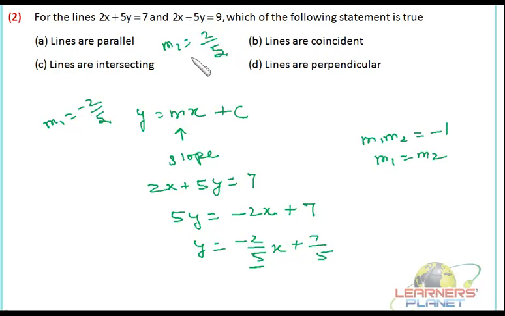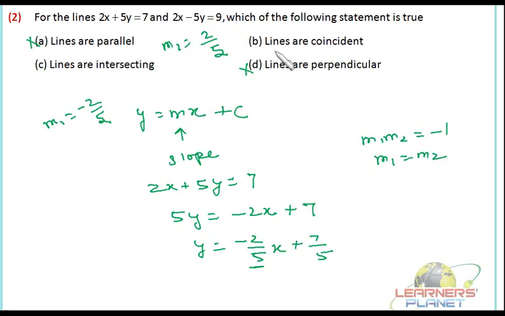Now m1 is not equal to m2, so the lines are not parallel. M1 and m2, the product is in fact not -1 because it is minus 2 by 5 and 2 by 5. So it's not the negative reciprocal of each other. So the product is not -1. That means the lines are not perpendicular either. Okay, so lines are parallel, wrong. Lines are perpendicular, wrong. Lines are coincident, that means m1 and m2 both should be the same, right? So even that is not there.